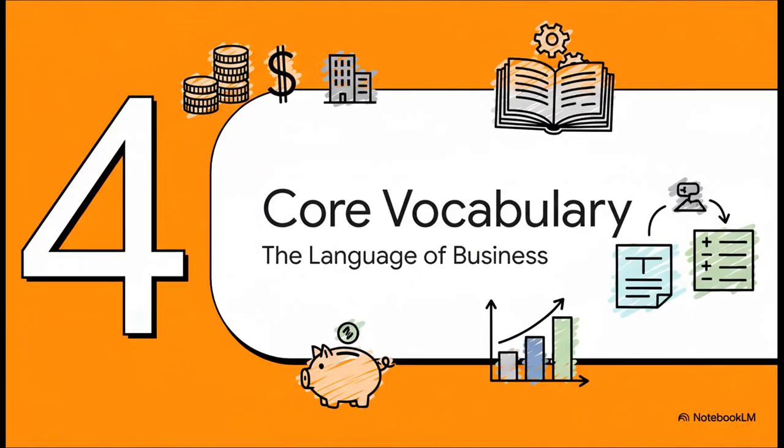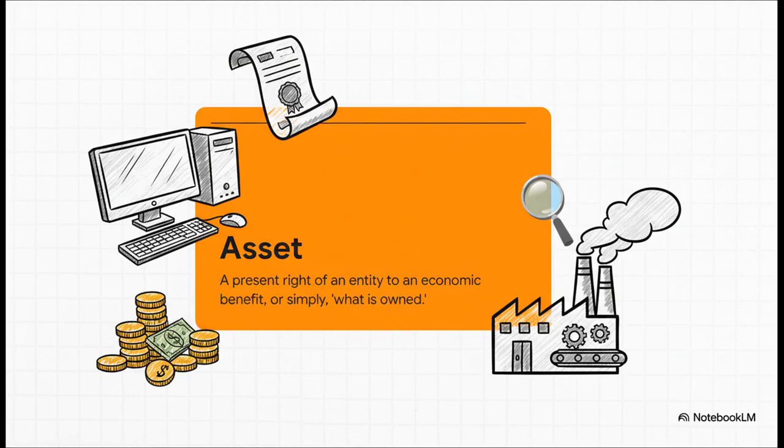All right, we've got our speakers, we've got our grammar. What's next? The vocabulary. It's time to learn the core words, the absolute nouns of accounting that everything else is built on. First word, asset. Super simple. An asset is just stuff the company owns that has value.